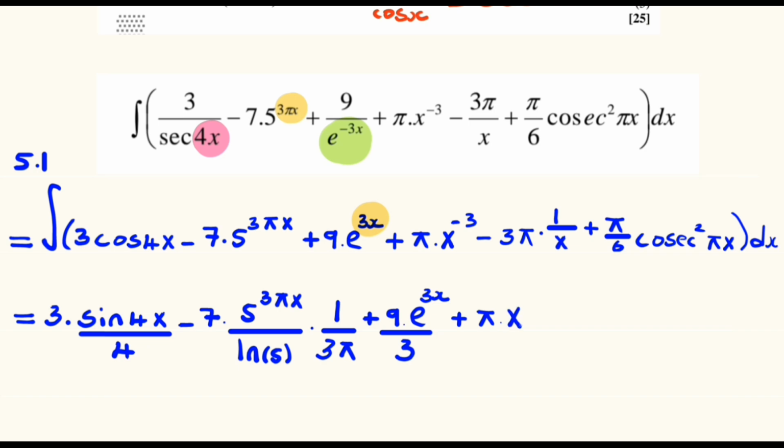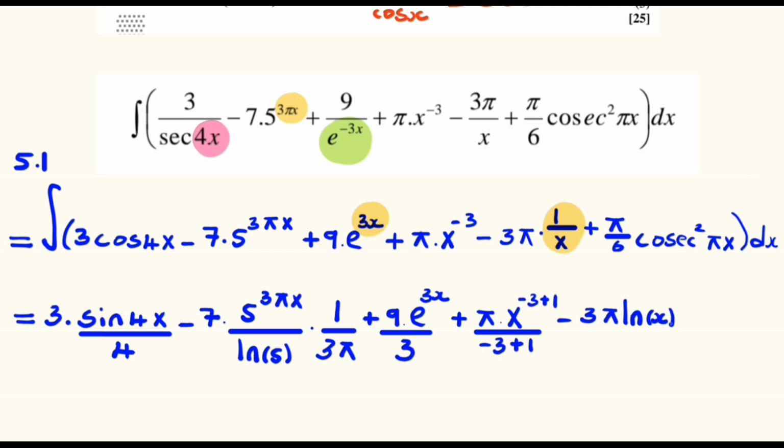of x to the power negative 3, which is x to the power negative 3 plus 1, divided by negative 3 plus 1, minus 3 pi multiplied by the integral of 1 over x, which is available in the formula sheet as equal to the ln x.